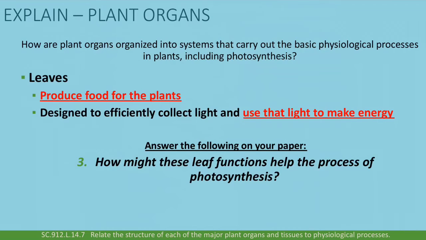So, one more question on this slide for the leaves. How might these leaf functions help with the process of photosynthesis? Think about it. Leaves are designed efficiently to collect light. Sunlight is often written down as being the first component for the chemical reaction needed to do photosynthesis. Makes you wonder, if you didn't have sunlight, what would happen?